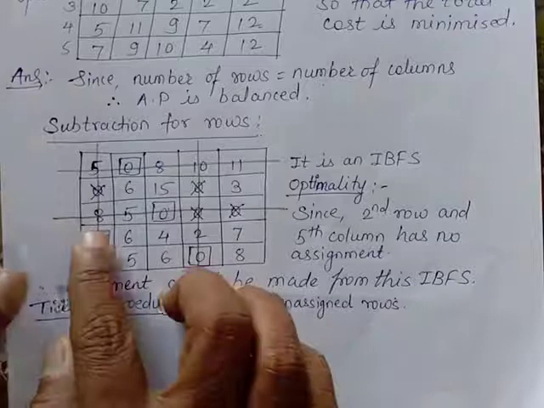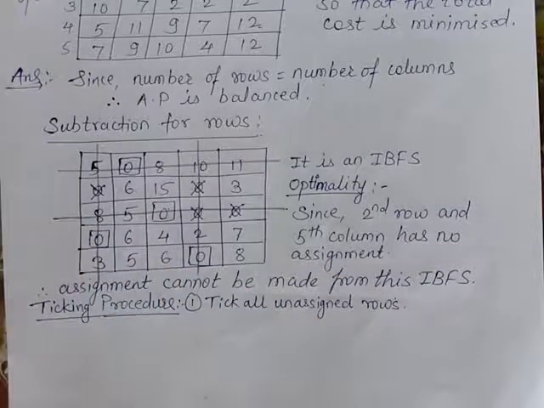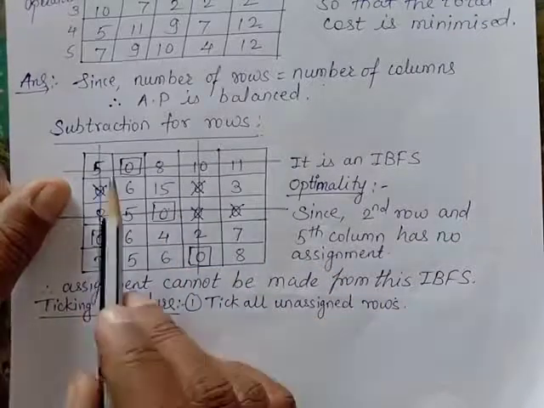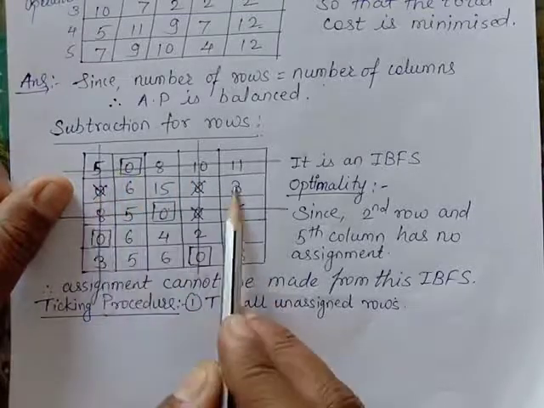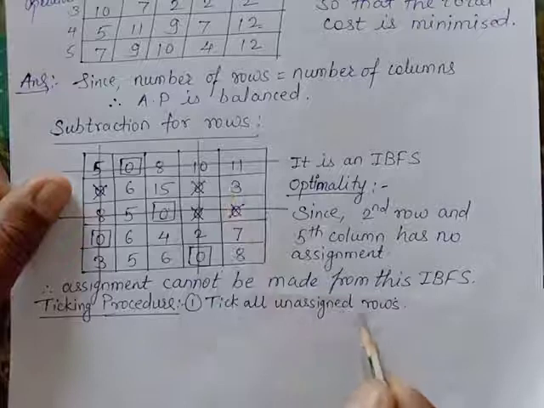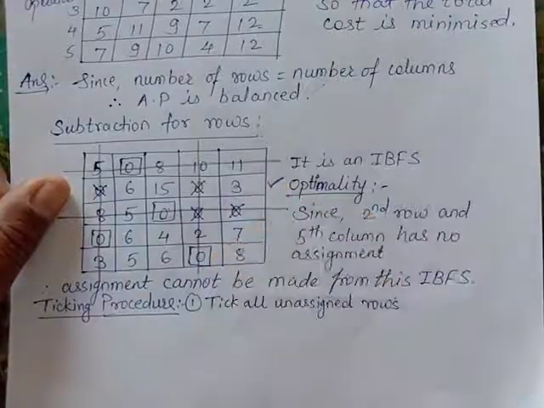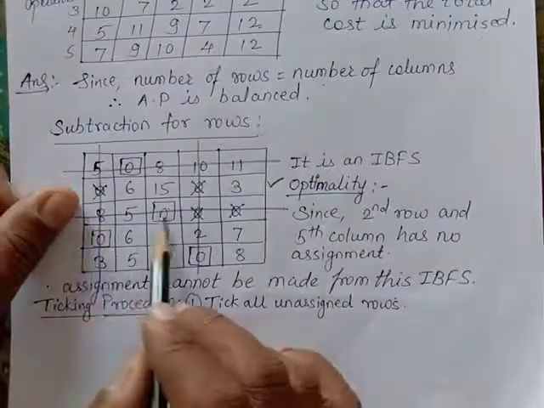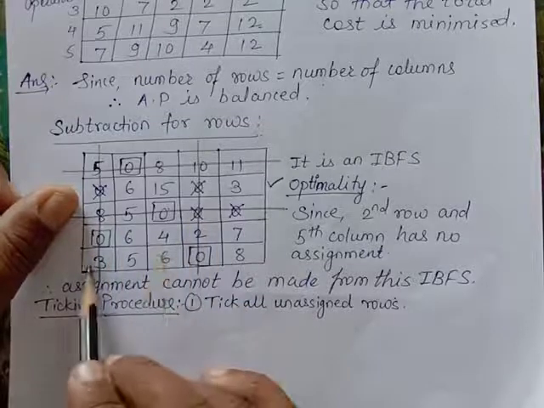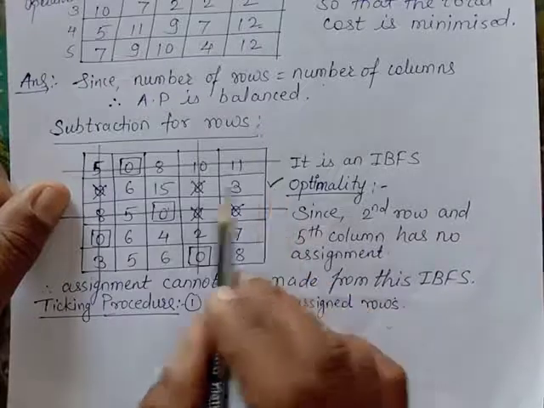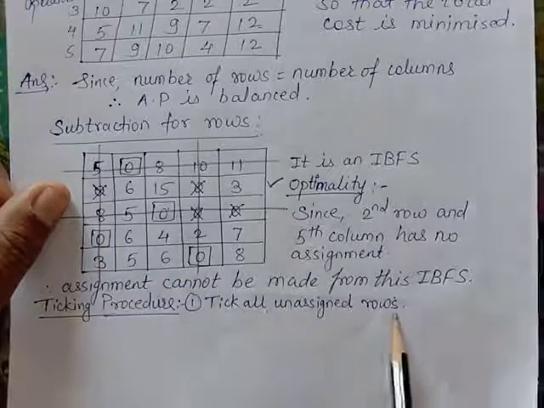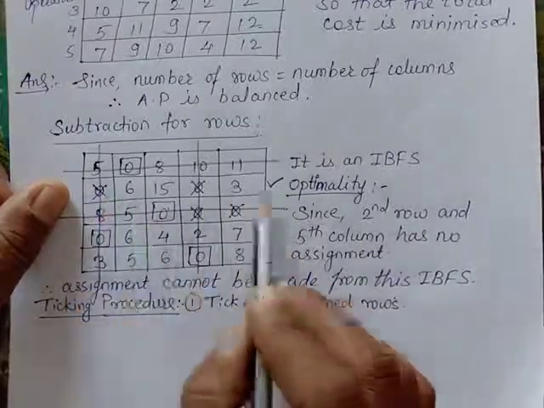Now if you observe here carefully, in this row there will be an assignment. In this row there will be no assignment. So unassigned row means this one here. I will tick it as such. Now this row has an assignment. This also has an assignment. This also has an assignment. Now the first step says tick all unassigned rows. Here there is only one, so I am ticking that one.